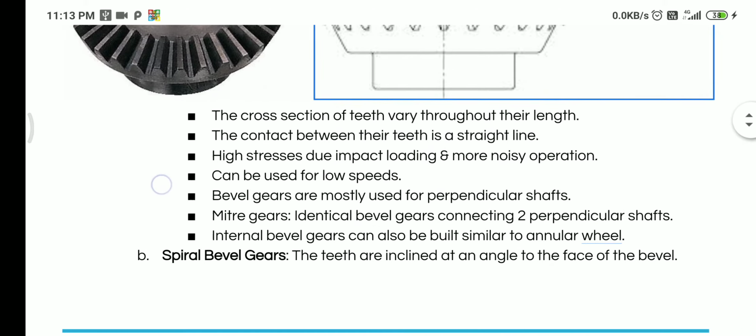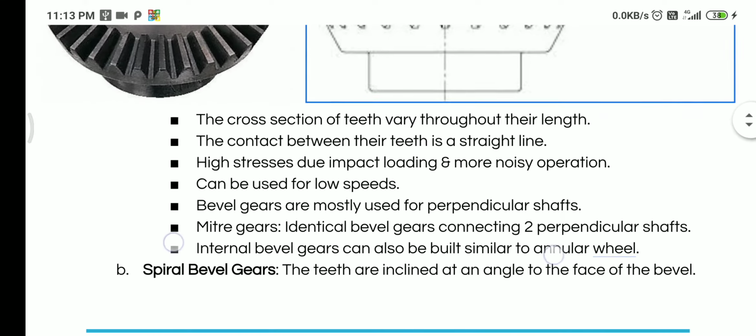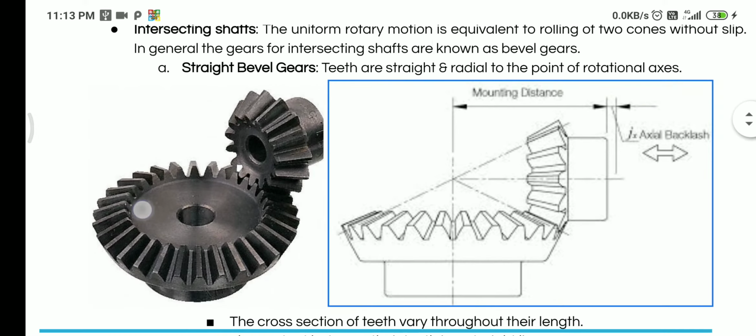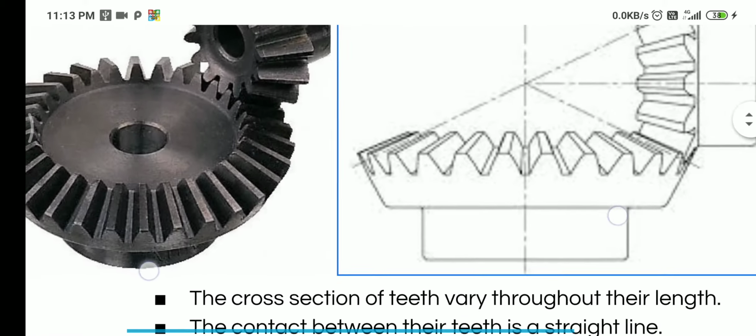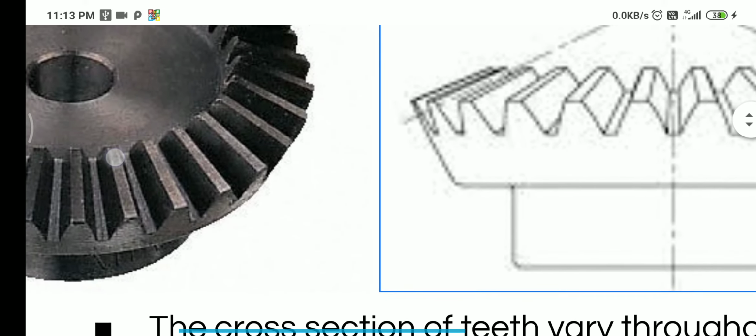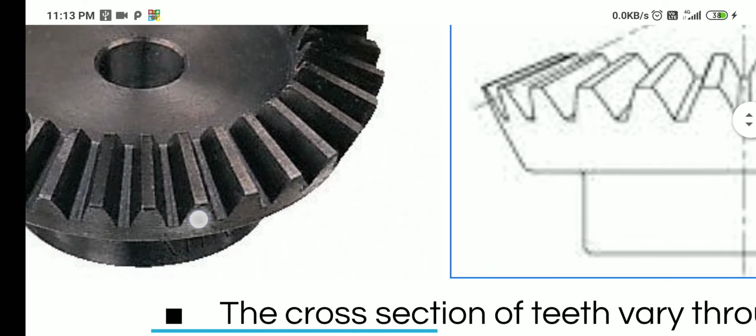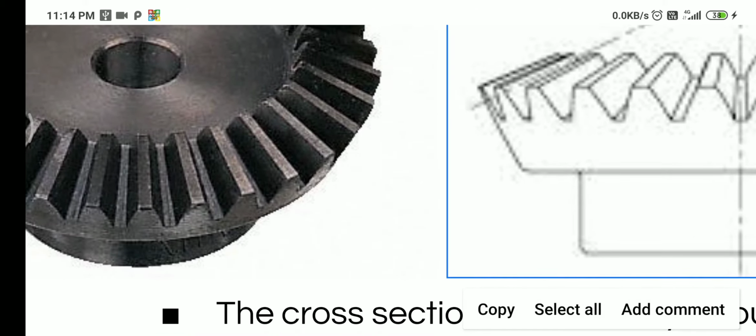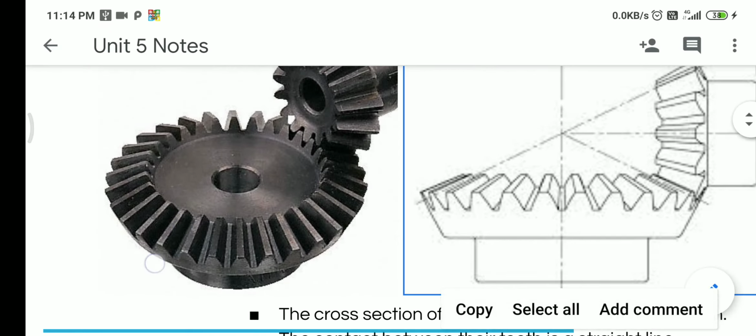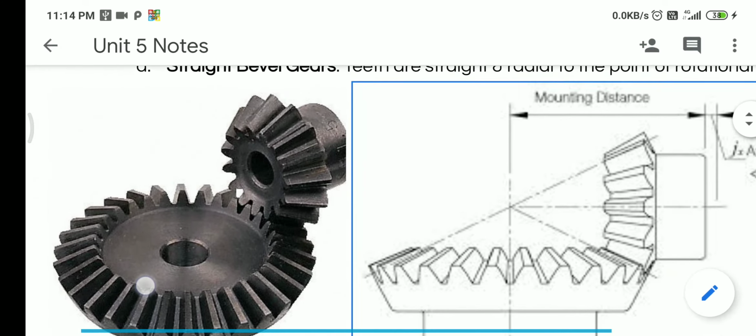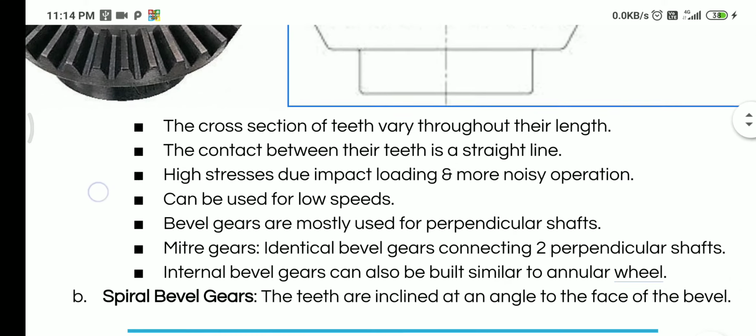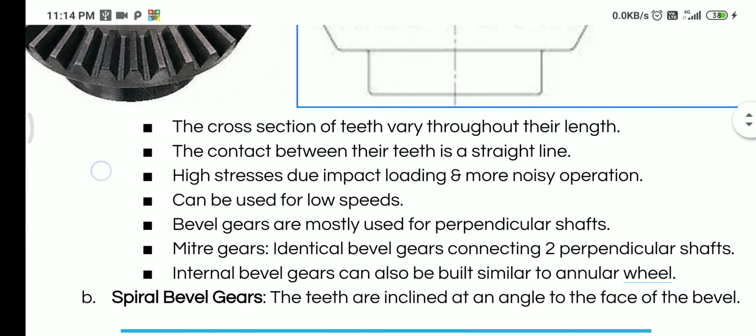And there are some additional points that we need to take care of when we are talking about bevel gears. In this first type, we have the straight bevel gears, in which the teeth are straight. But you can see the cross section of each tooth is slightly narrower at the top, and when it comes down to the bottom, the cross section is expanding. That means it is slightly wider at the bottom. This is the primary difference that you need to keep in mind when you're talking about straight bevel gears. So some additional points, let us see what they are. The cross section of the teeth varies throughout the length, narrow at the top and wider at the bottom, as I said.